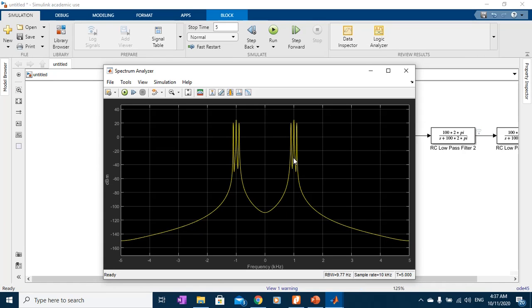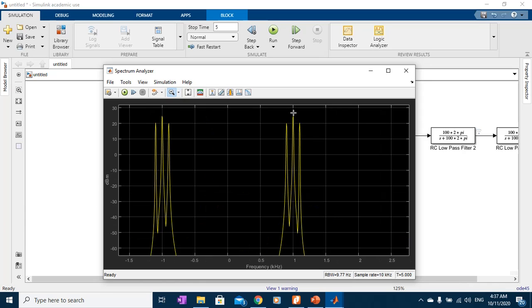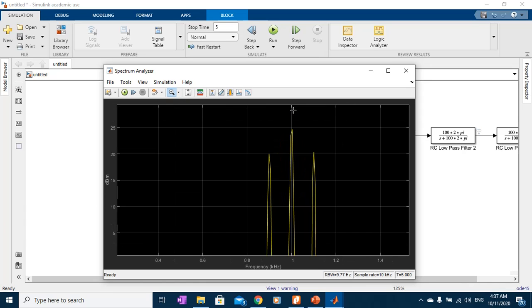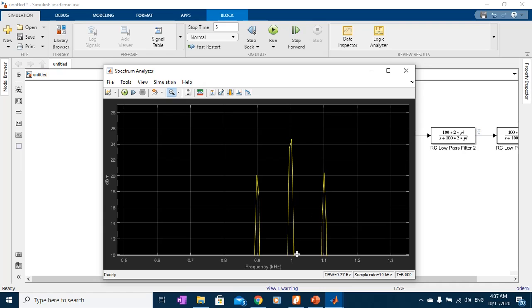As we can see, the spectrum analyzer shows that the frequency for carrier is equals to 1 kilohertz and the sideband plus 100 to the right or minus 100.